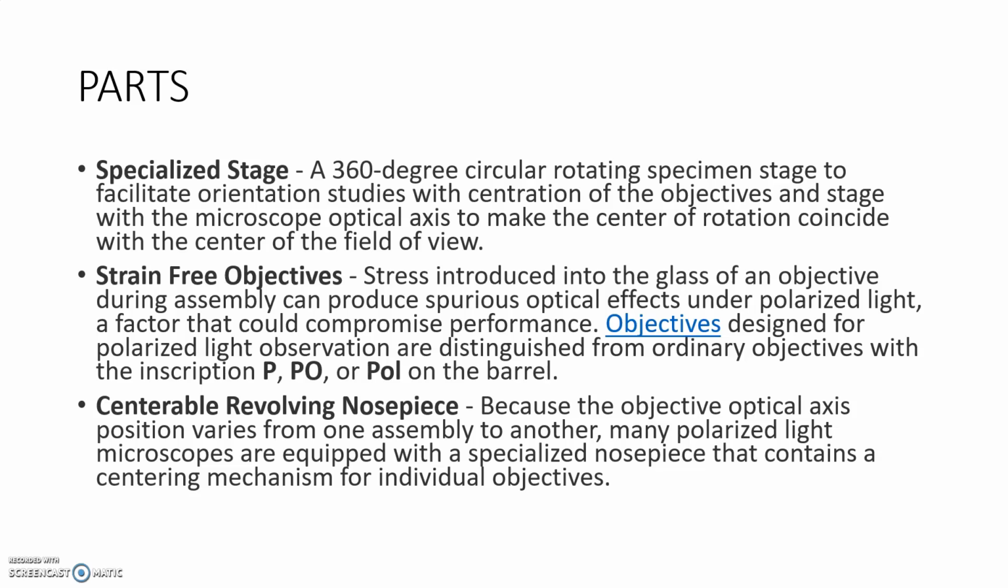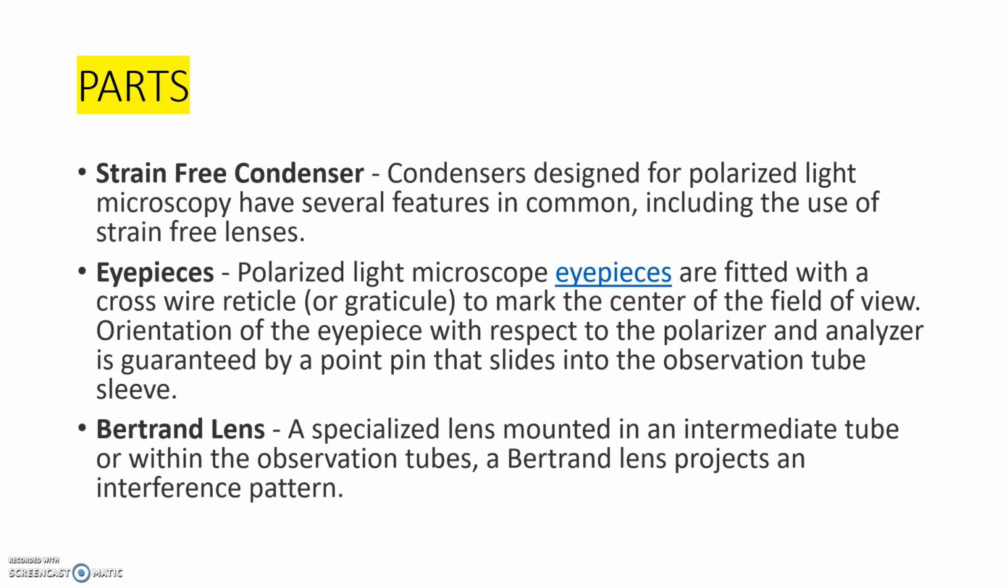Next is the centerable revolving nosepiece. Because the objective optical axis position may vary from one assembly to another, many polarized light microscopes are equipped with this specialized nosepiece, which contains a centering mechanism for individual objectives. Then the strain-free condenser. Condensers designed for polarized light microscopy have several features in common, including the use of strain-free lenses.